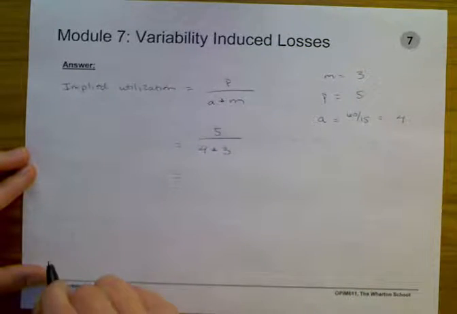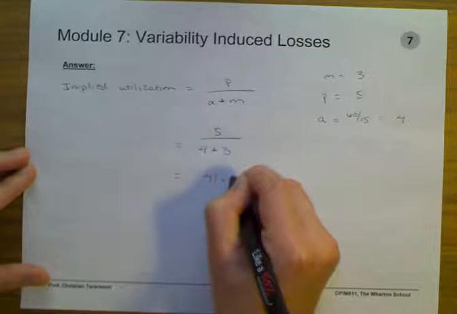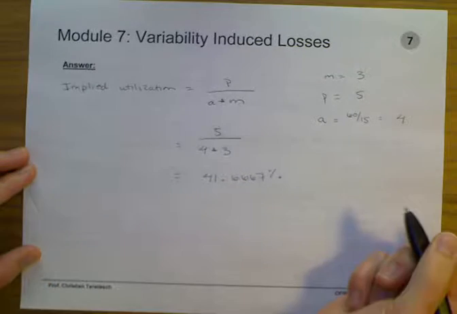Which gets us an implied utilization of about 42%.